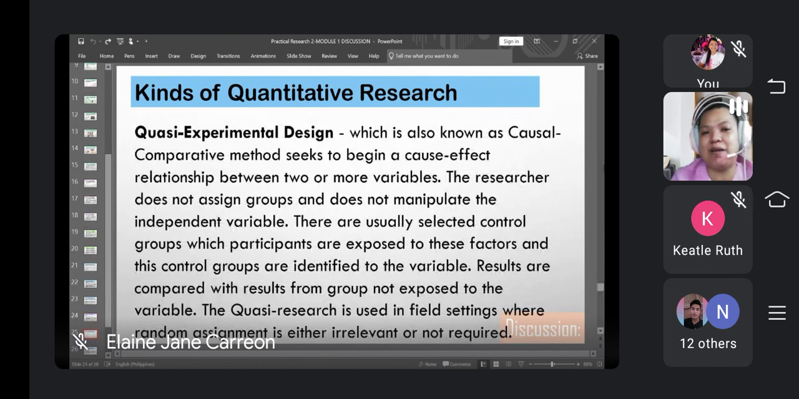Lastly, the quasi-experimental design. Pwede nyo gamitin ito kasi nga, you can predict the future and you can find out what happened. Kasi nga, this is also known as the causal comparative method and only seeks to find the cause and effect relationship between two or more variables. Okay, the researcher does not assign groups and does not manipulate the independent variable. Ibig sabihin, meron nang kagad group, meron nang control group at meron isang hindi control or uncontrolled.